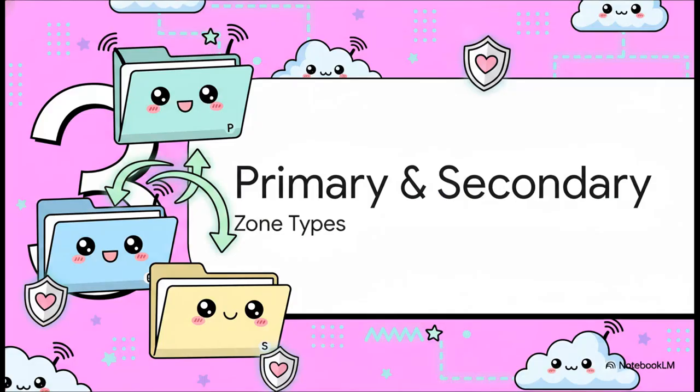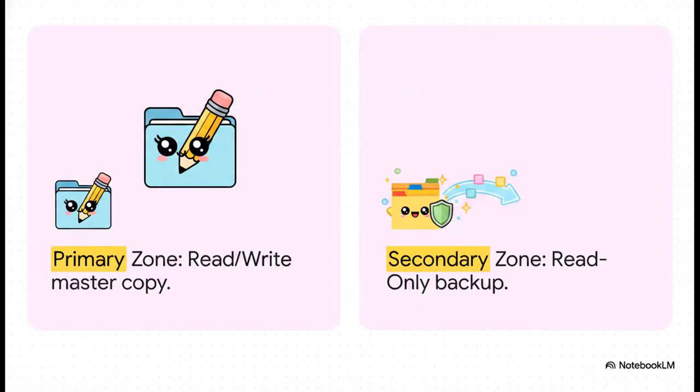Which brings us to Section 3, primary versus secondary zones. Now that we have our folders, we absolutely need to ensure they're backed up and distributed properly. Look, if you only have one single copy of your address book and that server tanks, your whole network goes blind. Poof. That's exactly why we divide responsibilities. Think of the primary zone as your master document, where all the editing happens. It is the authoritative read/write source of truth.